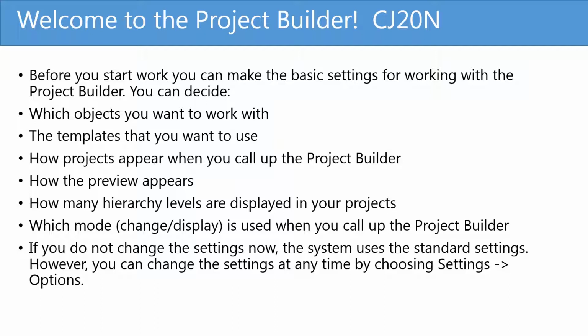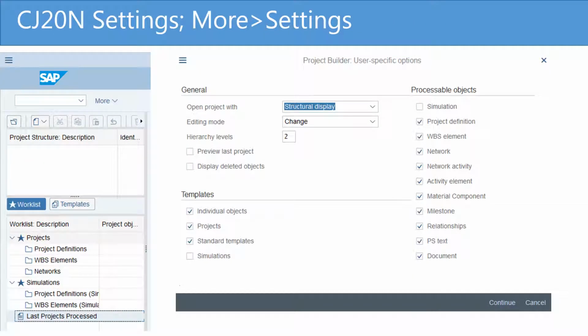This we didn't cover, but just a little extra for you is CJ20N for Project Builder. All the things you can do with SAP PS projects are in one transaction now. And there are some settings that you can adjust for CJ20N. Just go to More Settings, and as you first launch CJ20N, it gives you an option right away to modify your settings, your defaults.